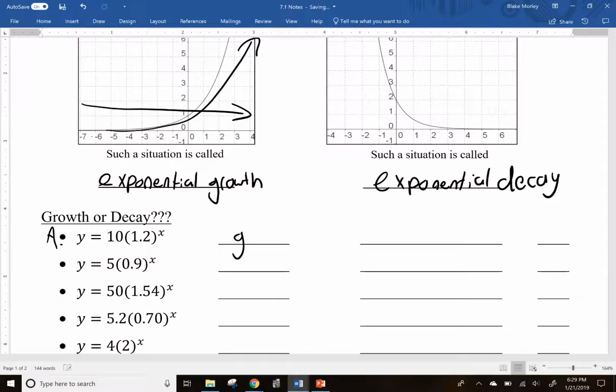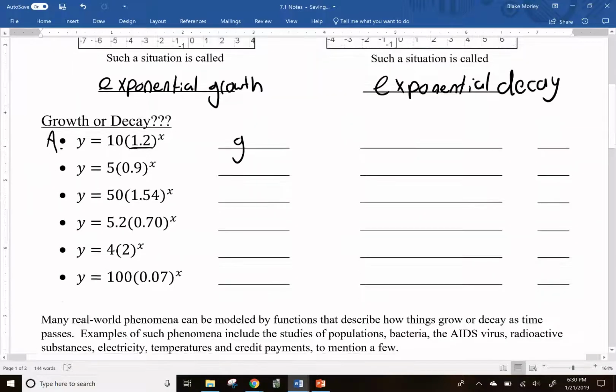The 10 has nothing to do with it. The A value has nothing to do with growth or decay. It's really just the B value we're going to look at. So if we look at the second one, B here, we have 5 as the A value and 0.9 as the B value. And since 0.9 is less than 1, that means this would be exponential decay.